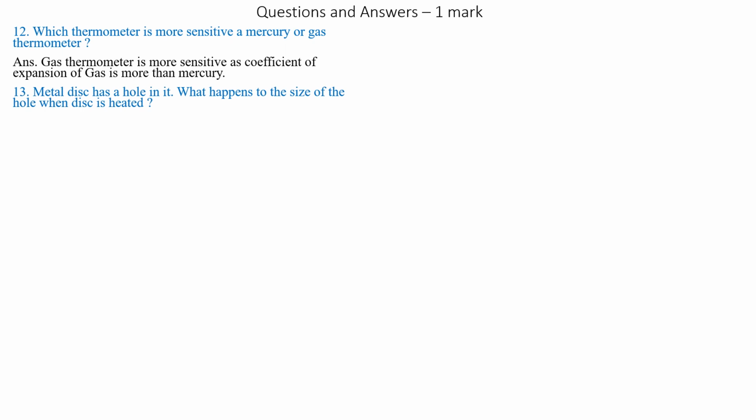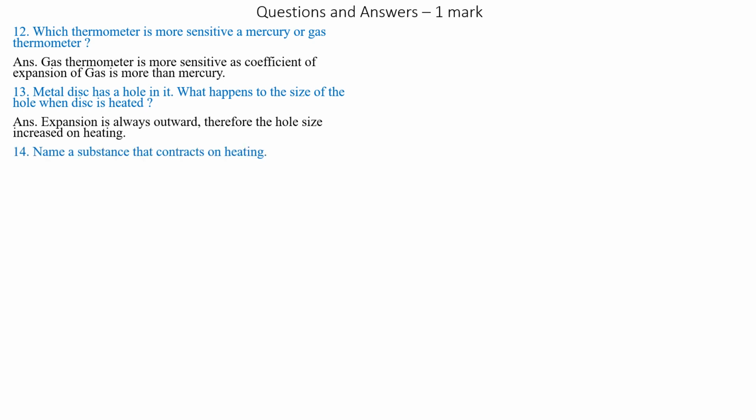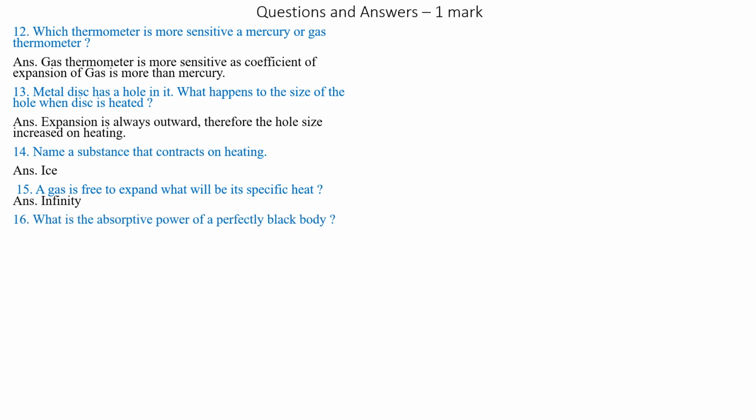Next question. A metal disc has a hole in it. What happens to the size of the hole when the disc is heated? Answer. When the disc is heated, the size of the hole increases. Next question. Name the substance that contracts on heating. Ice is a substance that contracts on heating. Next question. A gas is free to expand. What will be its specific heat? The specific heat of a gas is infinity when it is free to expand.